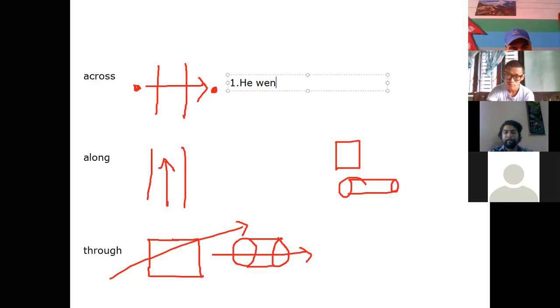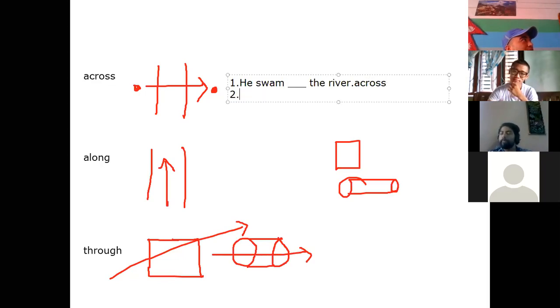He swam dash the river. Along the river? Can you swim along the river? Yes, only if you want to see your ancestors, meet your forefathers. But we don't want to see them, not at least at this age. So we should say across, across the river. The road is meant for vehicles, and the footpath, sidewalk is for pedestrians. So we go across the road.